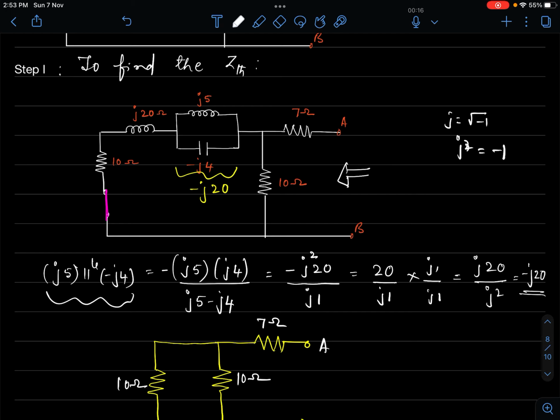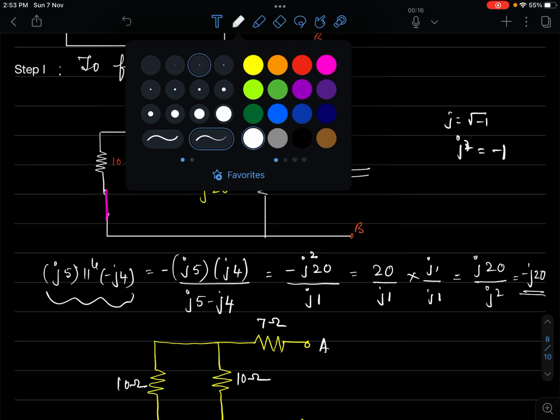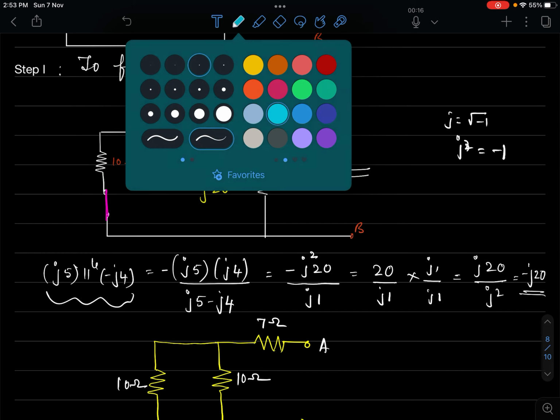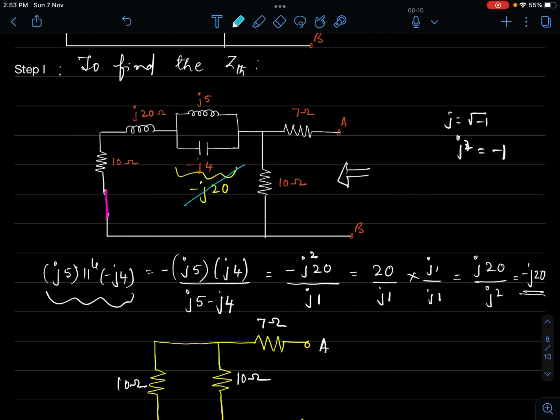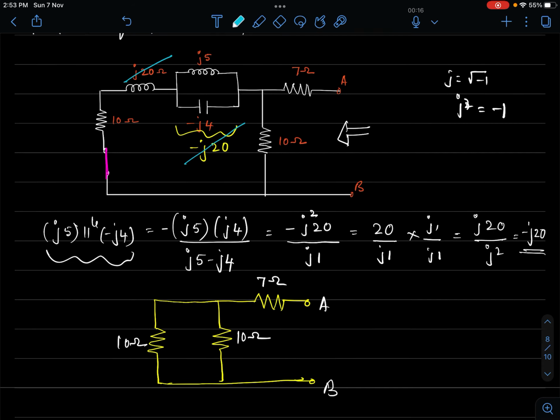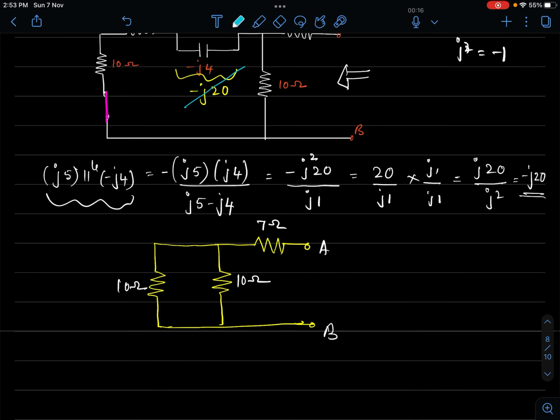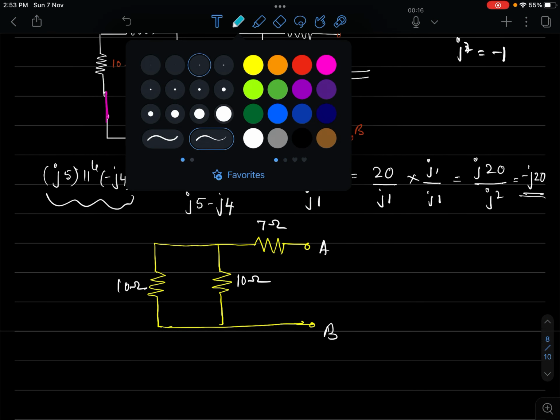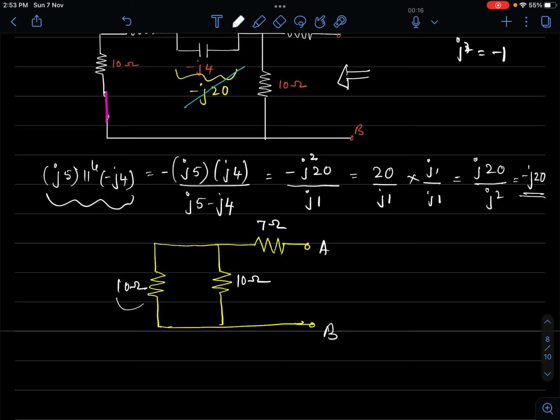What happened to the reactances? It got cancelled. This J20 got cancelled with minus J20 because they're in series. Alright, so only 10 remained. 10, 10 and 7. 10 and 10 in parallel. Two resistances of equal values in parallel will result in half the value. 10 into 10 divided by 10 plus 10.